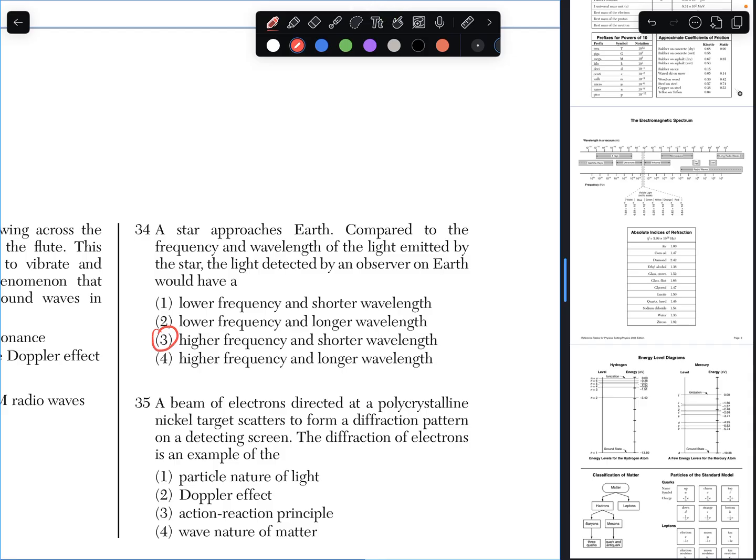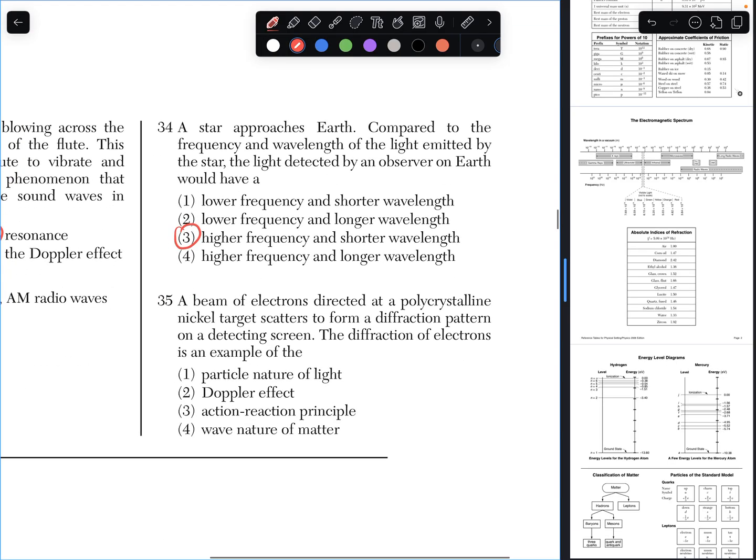Think of the example of a car approaching towards you, right? The sirens will have a higher frequency. When you have a moving object that's emitting a wave, think of the Doppler effect. If the frequency increases, then the wavelength will have to decrease.